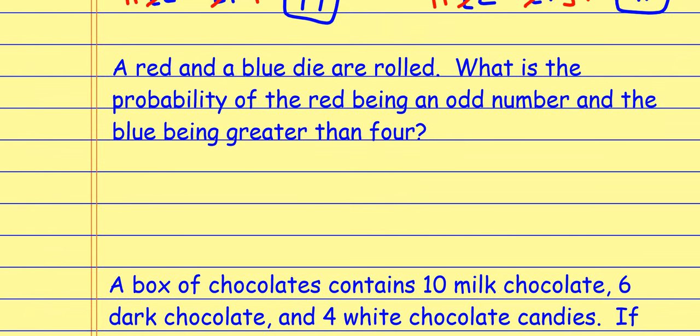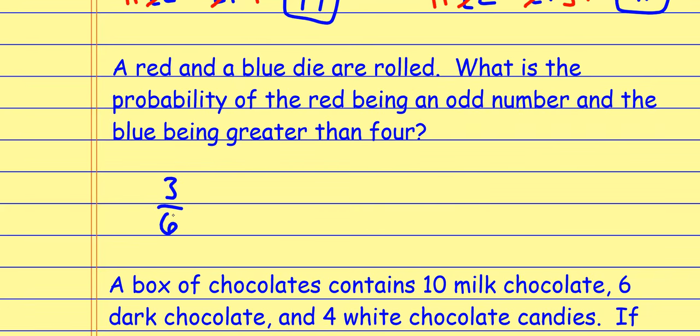This one, a red and a blue die are rolled. What is the probability of the red being an odd number and the blue being greater than 4? So once again, I want both of these things to happen. It's an and probability, and these are independent events. What I get on the red die does not affect the possibilities for what I can get on the blue die. Okay, so the probability for the red die, let's see, odd number, so that's 3 out of 6.